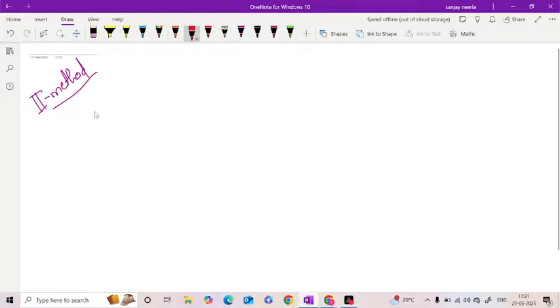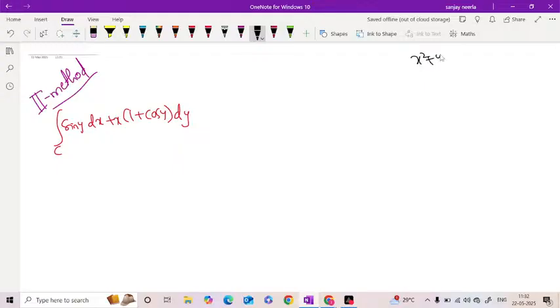Now first of all, what is our line integral? Here the line integral is the integral of sin y dx plus (1 plus cos y) into x dy. And what is our path? The path is x square plus y square equals a square and z equals 0. Okay, now we will apply Green's theorem.